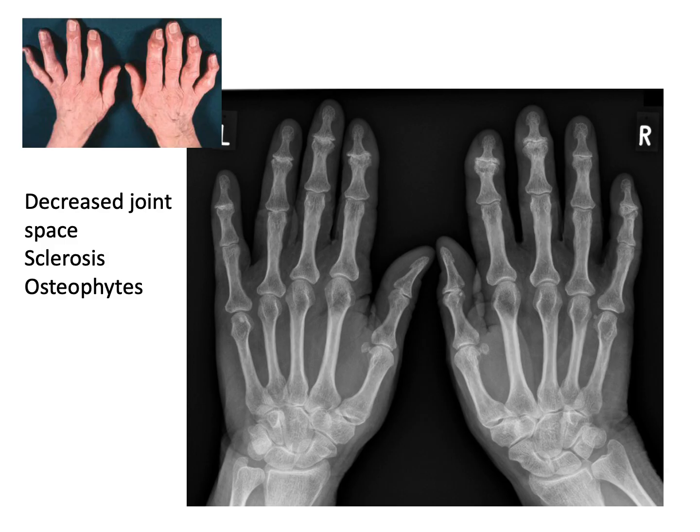And if you do a radiographic examination of this hand osteoarthritis, you can see that there is decreased joint space in the DIP joints. I do hope you can appreciate it. There are signs of sclerosis and also osteophyte formation.